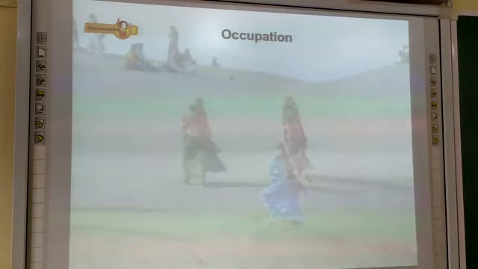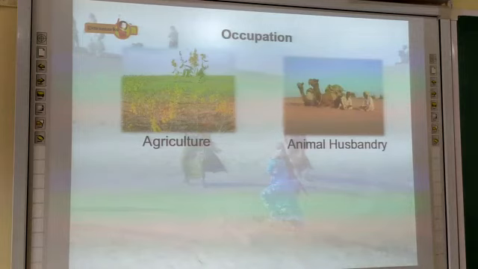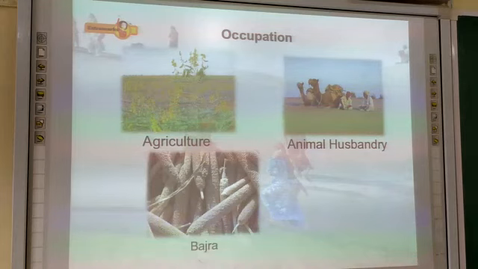The main occupation of the people in the desert is agriculture and animal husbandry. Agriculture is mostly dependent on the low rainfall. That's why only crops which require less water can grow, like bajra and jowar.